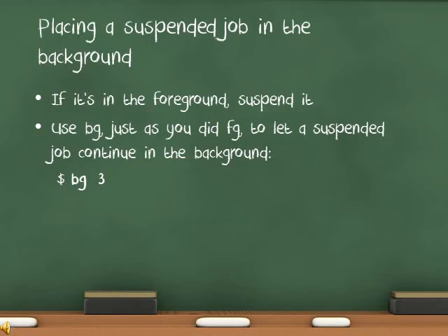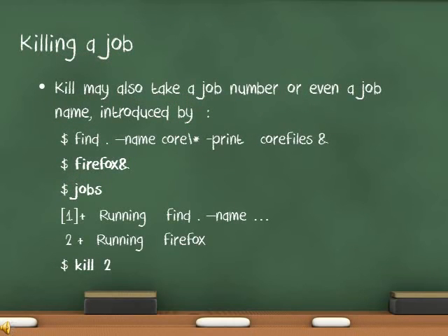Placing a suspended job in the background. If it's in the foreground, suspend it. Use bg, just as you did fg, to let a suspended job continue in the background. Killing a job. Kill may also take a job number or even a job name, introduced by %.